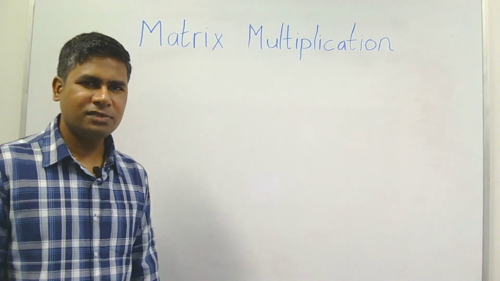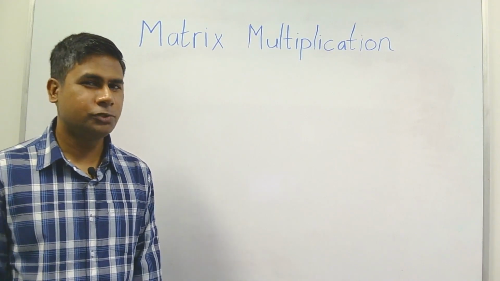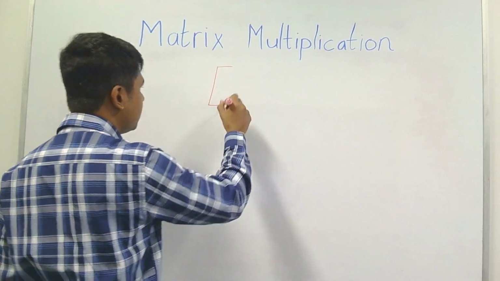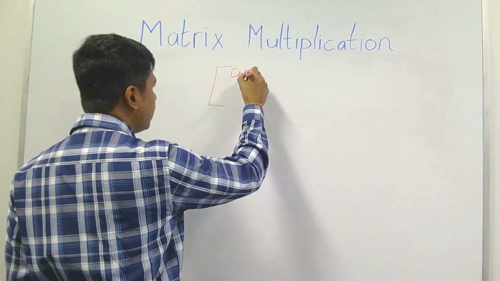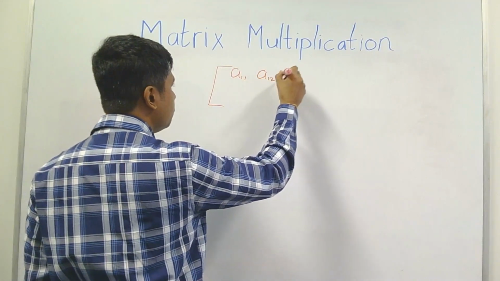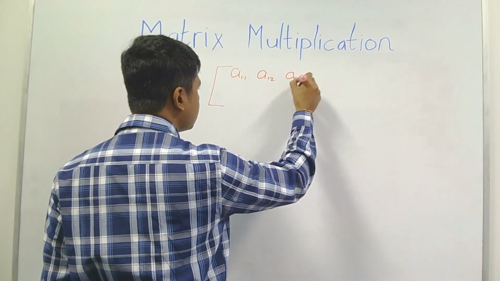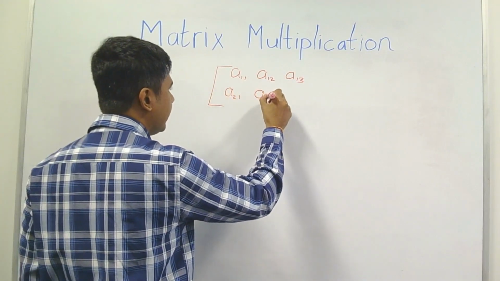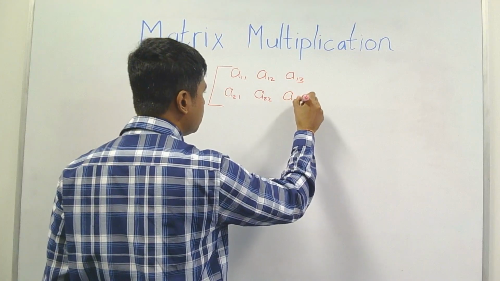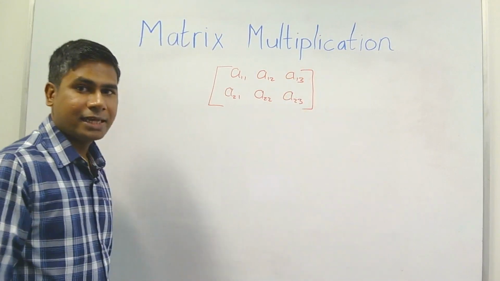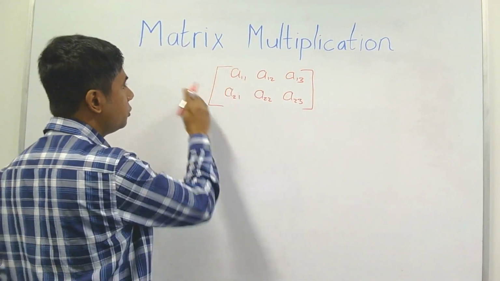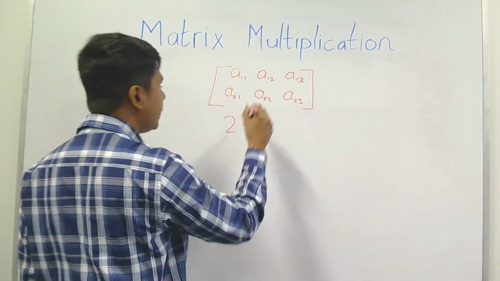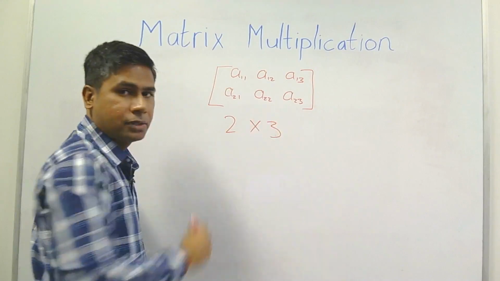Hi there. In this video, we're going to talk about how to multiply two matrices. We would have our first matrix consisting of elements A11, A12, and A13, and then A21, A22, and A23. We can see that this matrix has two rows and three columns. So this is a 2 by 3 matrix.